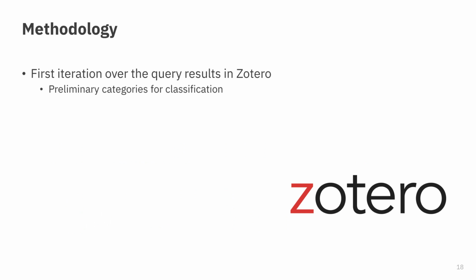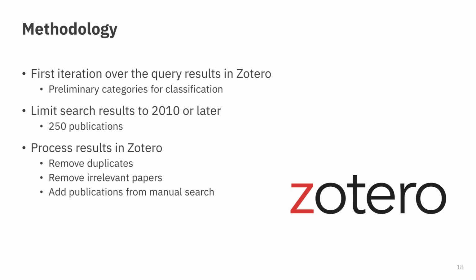After this step, we defined several preliminary categories which were used for the classification of the papers based on their application area, the technology they use, publication type, or other characteristics. At this point, we also decided to narrow down the search results to papers published in the year 2010 or later, as we wanted to focus primarily on recent technologies. We then processed in detail the remaining 250 publications, removed duplicated and irrelevant papers, and on the other hand, added publications from a manual search, arriving at the final 127 publications you will find in our paper.